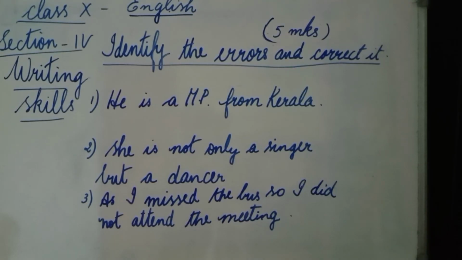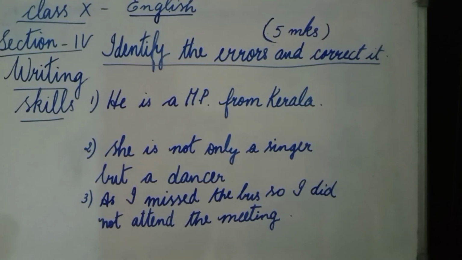Next question that we have got is to identify the errors and correct it. Here we will have 5 individual incorrect sentences, which carries 5 marks. Each question carries 1 mark. So let us look at the first sentence that is there. He is a MP from Kerala. In this sentence, the error that we have got is a MP.